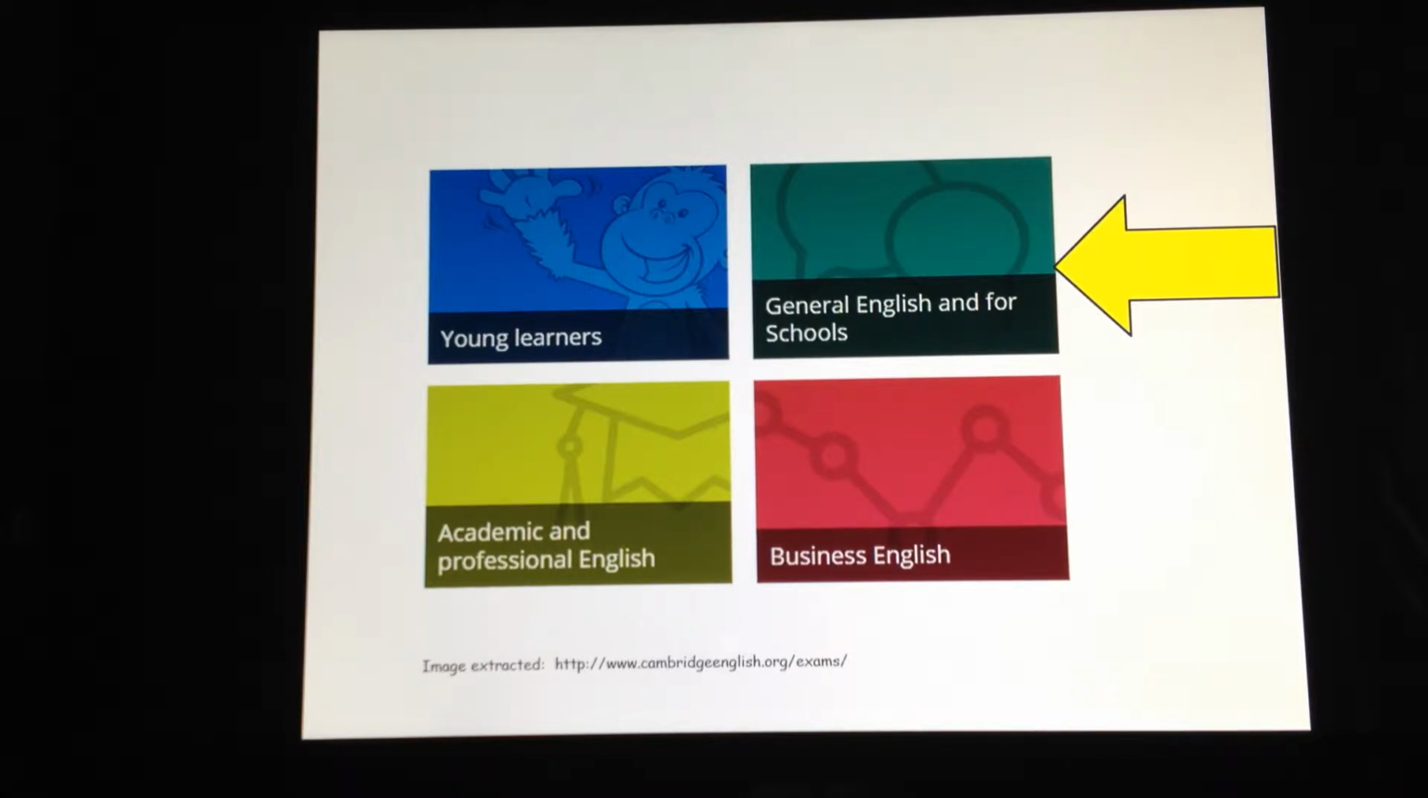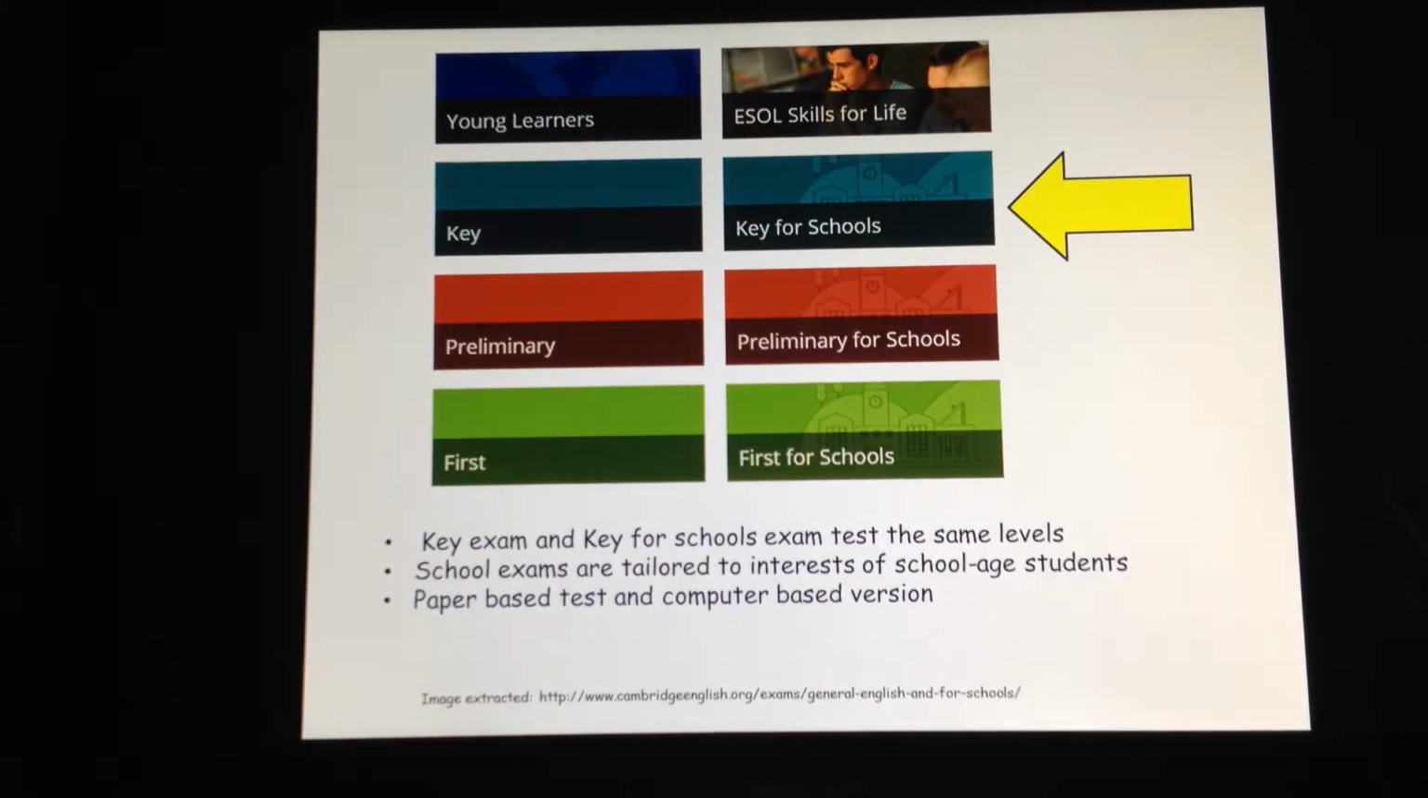They offer a lot of other tests, and they group them in the categories of young learners, general English and for schools, academic and professional English, and business English. And the test that we're focusing on falls under the general English category. And under this particular category, there are also many different tests.